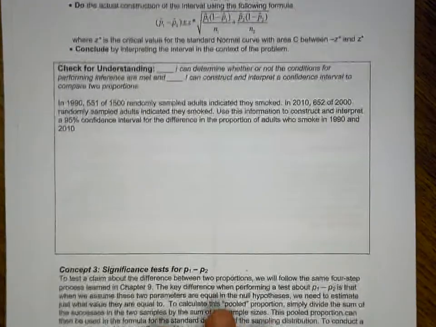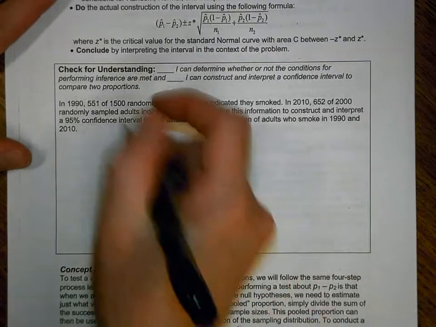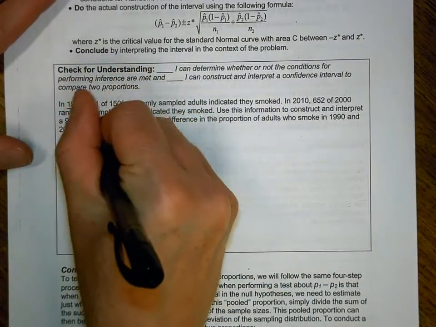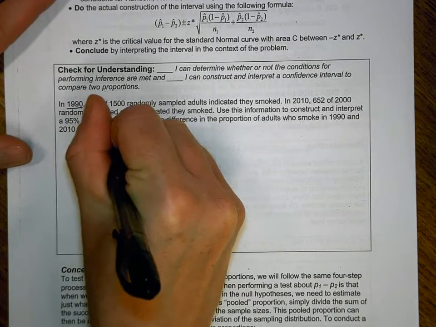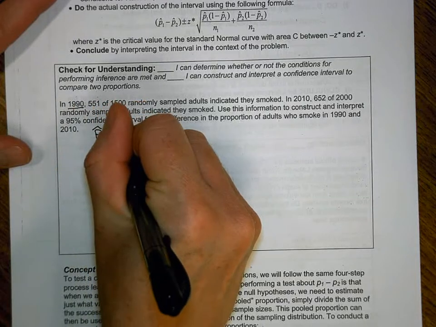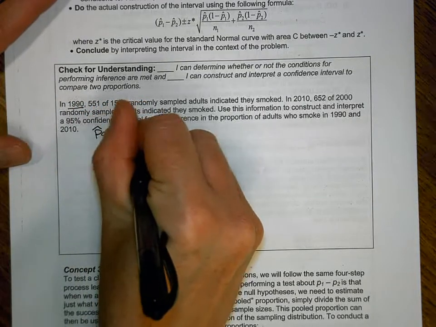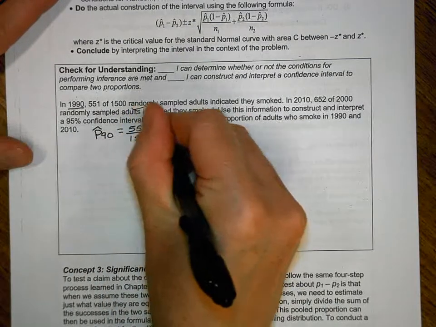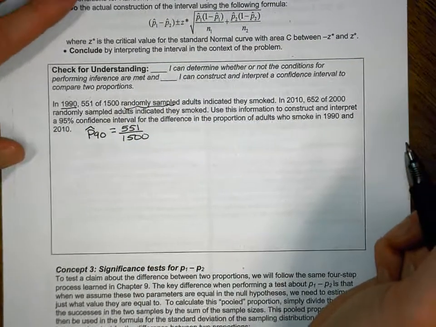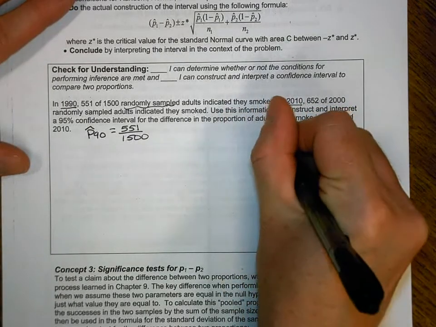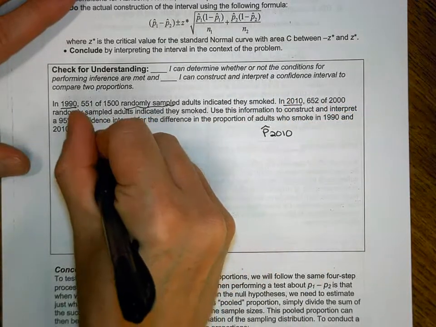So let's go back to the actual problem. We've got 1990, 551 of 1500. So 1990 is my first group. I can abbreviate this as p hat with a 90 next to it equals 551 out of 1500. And they were randomly sampled adults, who indicated they smoked. In 2010, so p hat, and I could say this is 2010, maybe I'll change this one over here to 1990.